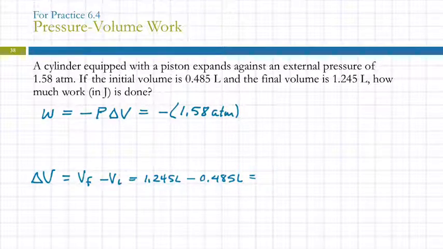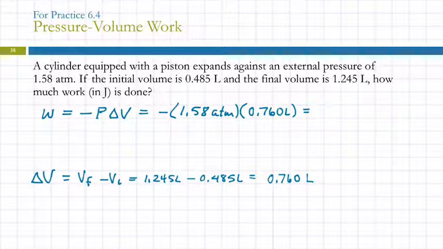0.76 is what the calculator says. Both of these numbers had 3 decimal places. The 5 minus 5 is 0, and so there should be a 0 here. This number actually has 3 significant figures, and that's liters. So we plug the delta V in here, 0.760 liters. And we've got negative 1.58 times 0.760.